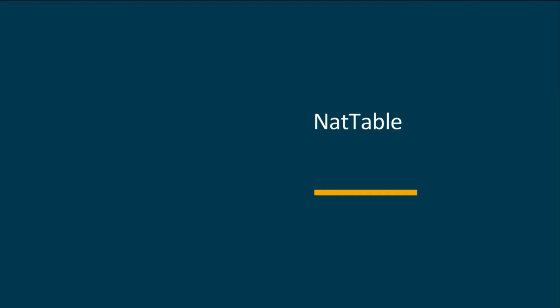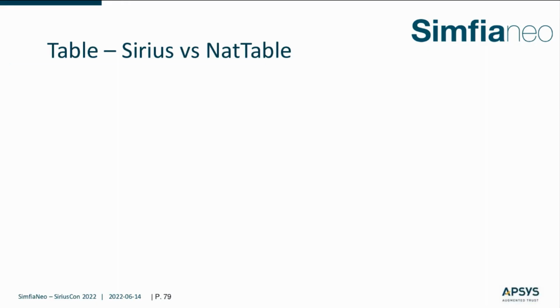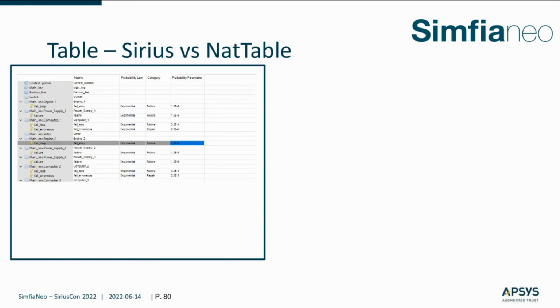SimfiaNeo has a dozen tables to input and visualize data. And obviously, we started to use Sirius tables. Using Sirius tables allows us to quickly deliver a first version of SimfiaNeo. Thanks to the design mapping file, it is easy to create tables. It costs only some man-hours, and it provides a lot of features to visualize or edit data. It also has a CSV export, and it provides a tree structure.